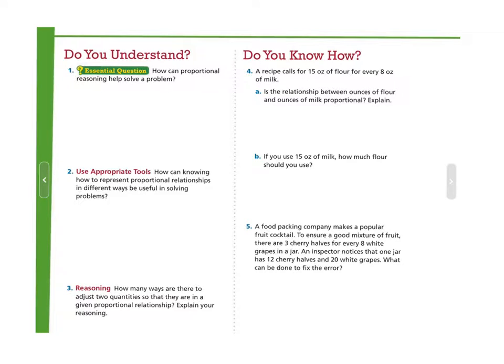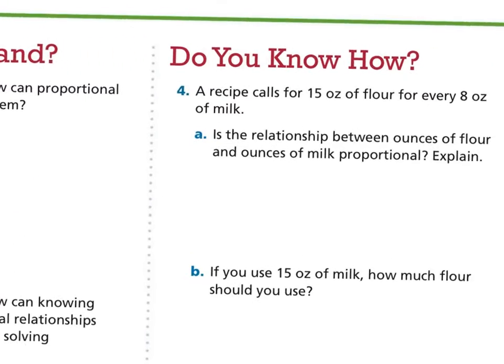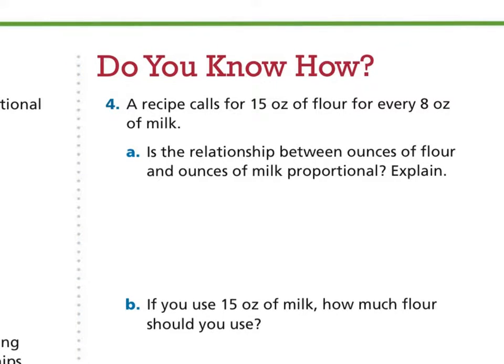Continuing lesson 2.6, apply proportional reasoning. If we look at the Do You Know How number 4, this is on page 124. So a recipe calls for 15 ounces of flour for every 8 ounces of milk. And the question, part A, is the relationship between the ounces of flour and ounces of milk proportional?